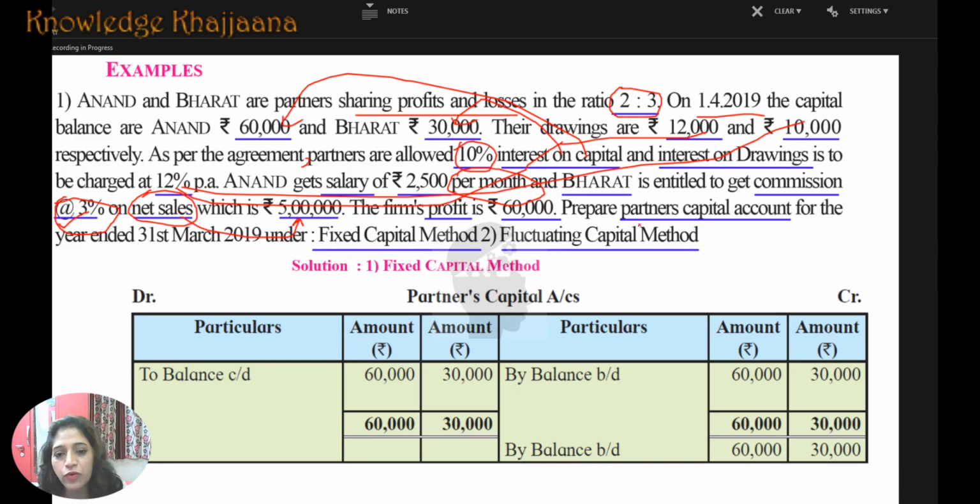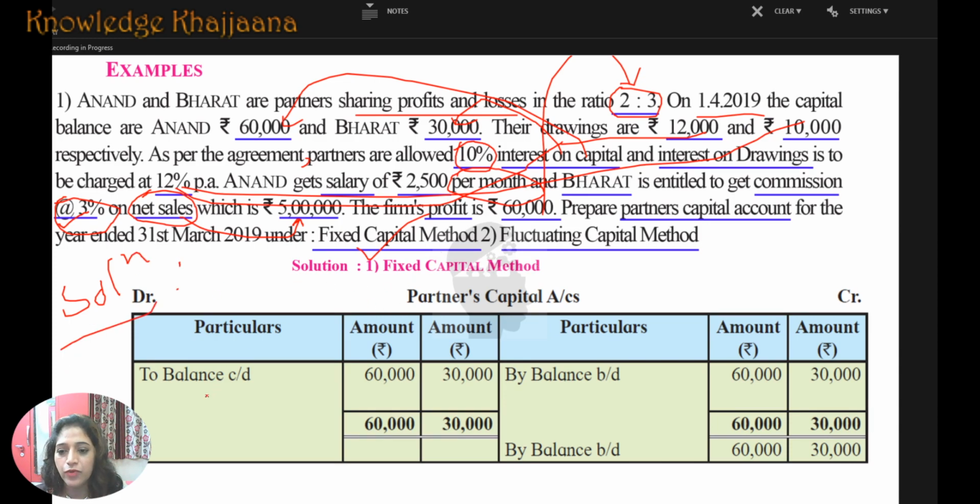The firm's profit is rupees 60,000. Why is it given? Because we have to distribute it to them in the ratio of 2:3. Prepare partners' capital account for the year ended 31st March 2019 under fixed capital account and fluctuating capital account. But we have seen only fixed capital account, so we'll make it under fixed capital. Now let's start. This is the solution.